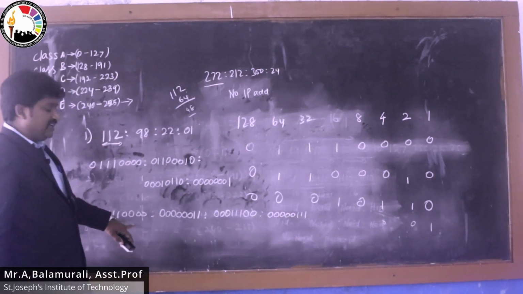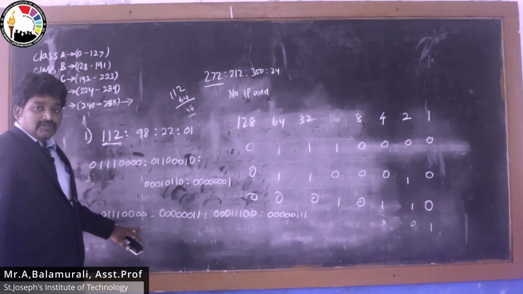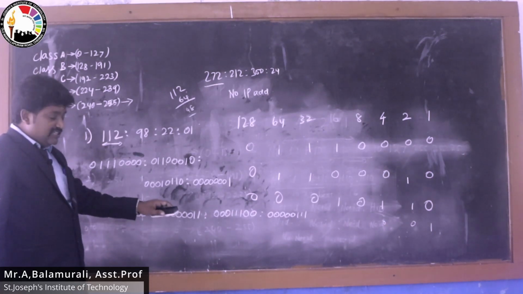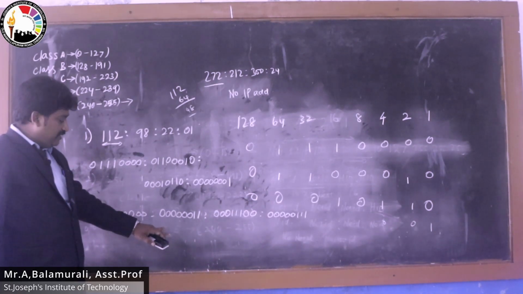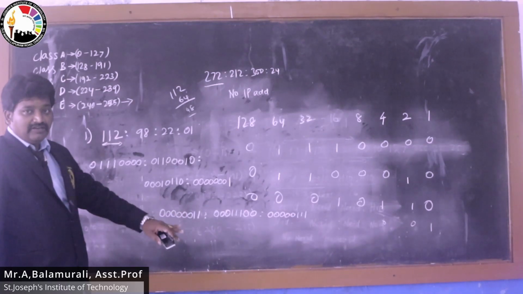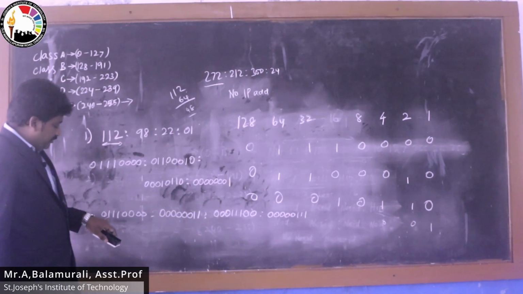Okay, so this is the binary value. The question itself they will give. Now you want to find what is the decimal value of the IP address. Okay, decimal value. You want to convert this binary value to decimal value. Now how many bits are there?